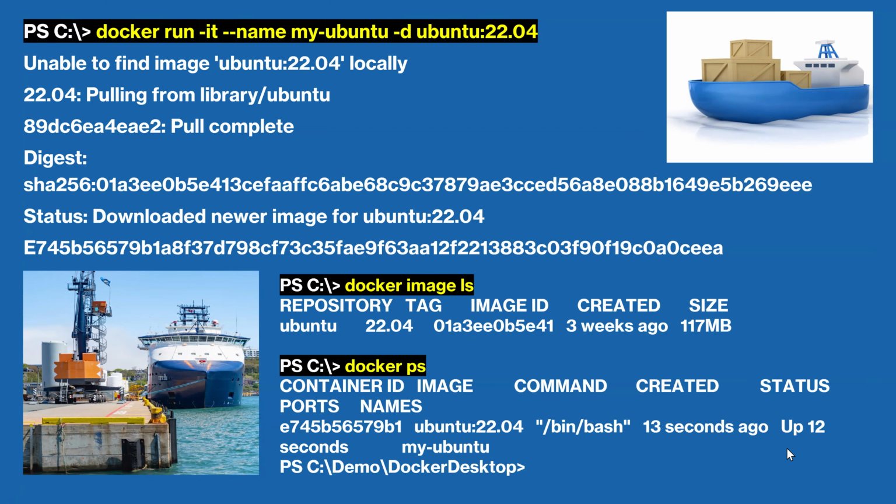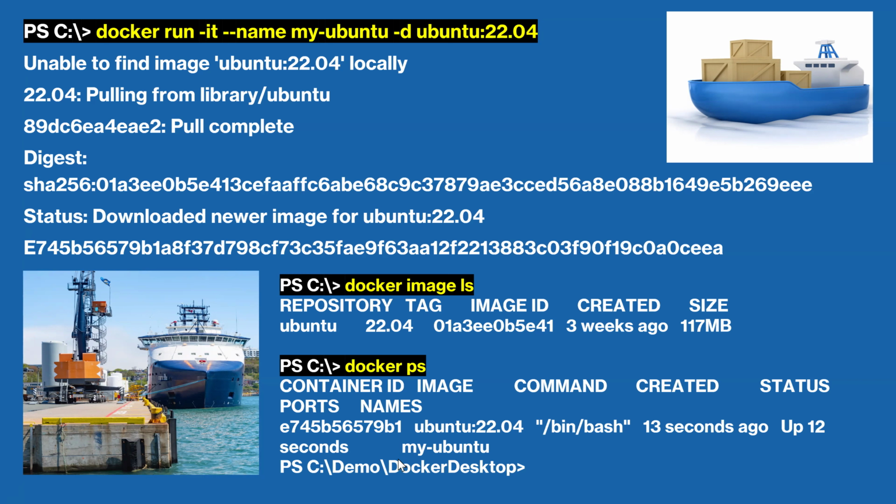And then right here, when I just say Docker PS, it shows all the images. In that --name that I gave it, my-Ubuntu. It says that that image, Ubuntu 22.04 version, is running as my-Ubuntu. And the name that I gave the container is my-Ubuntu.